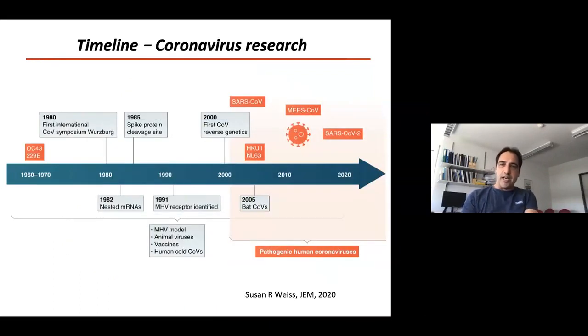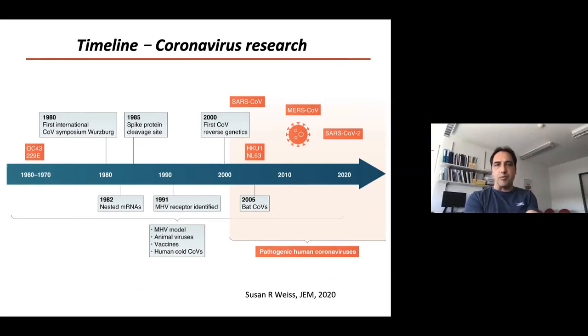So essentially, to give a little bit of background, what has been done, or the timeline of coronavirus research, we know since the 1960s that we have human coronaviruses that usually cause not severe symptoms. They have been known as human coronavirus OC43 and human coronavirus 229E, and they cause common cold. And there has been quite some activity in the 1980s.